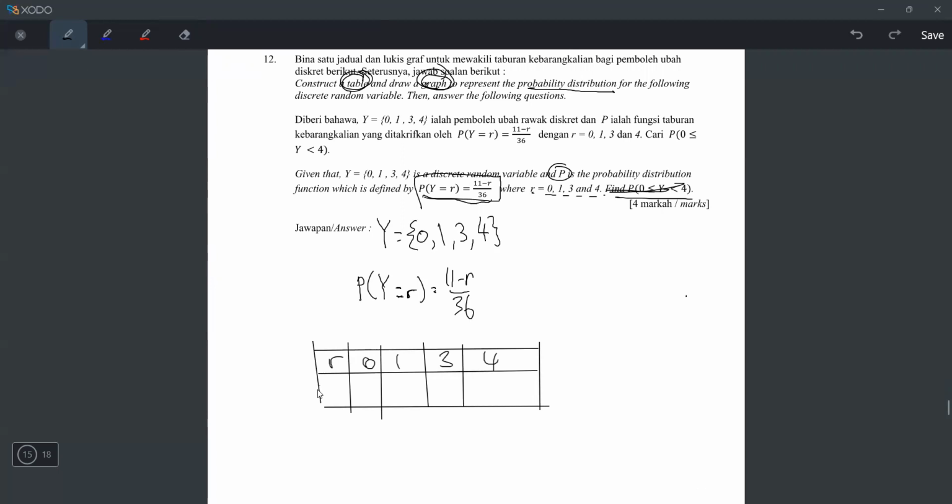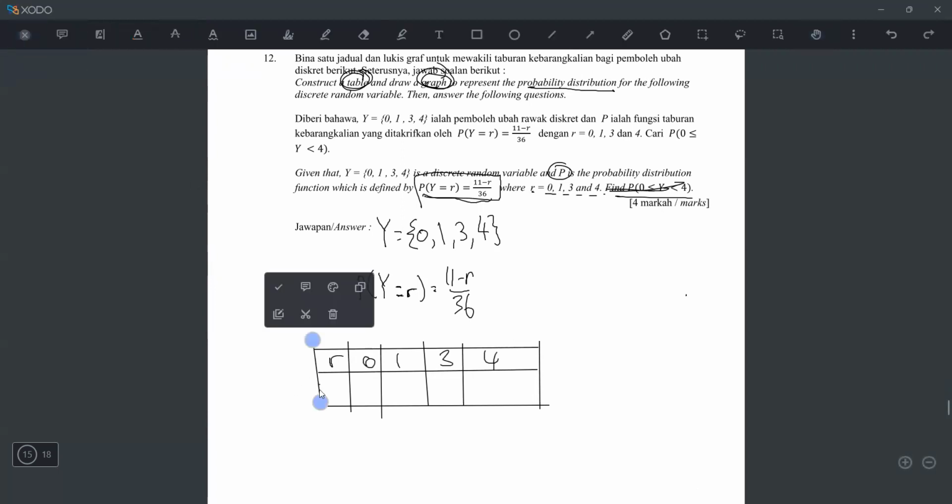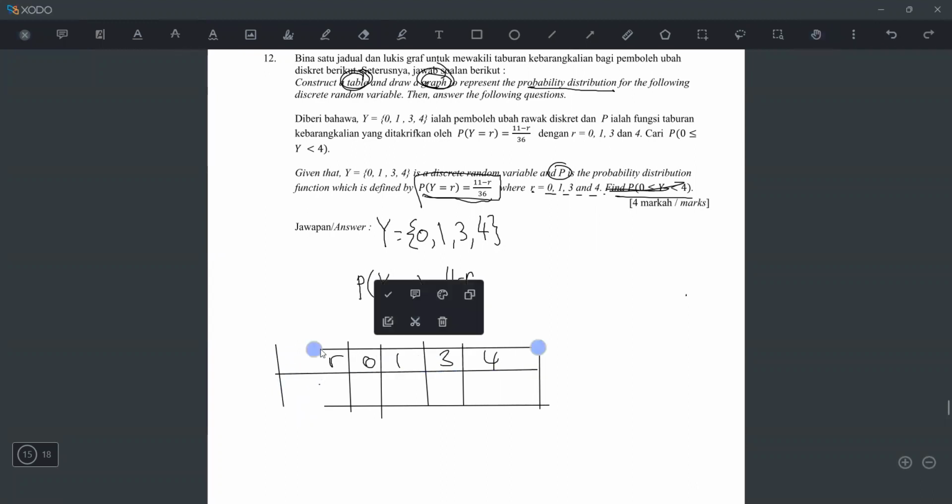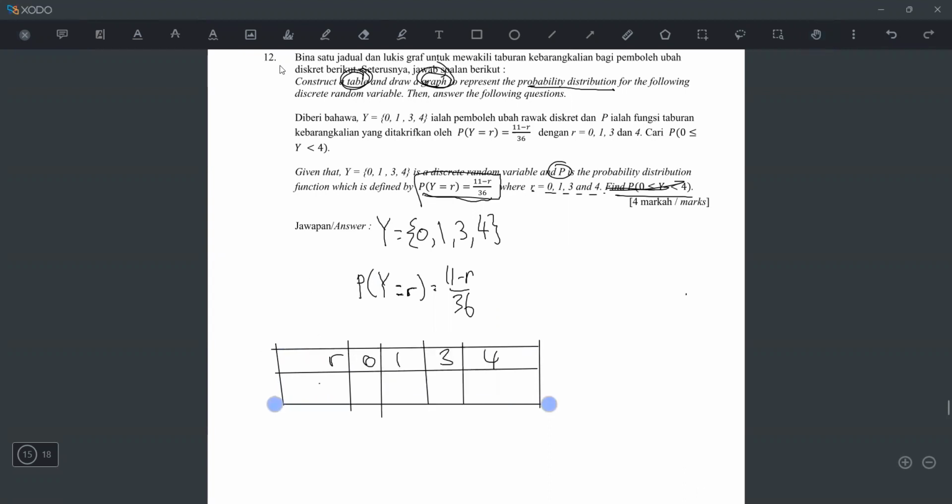Okay. Wait. Let me fix. Okay, but you use ruler lah. Okay, don't be like me. Okay, so this one I'll write P(y = r). And then I will find all these values by using the formula that they want me to use. So I will find p. Okay, I will do here maybe.